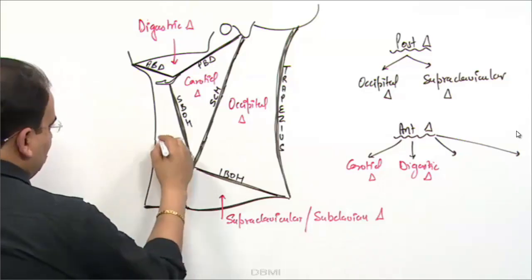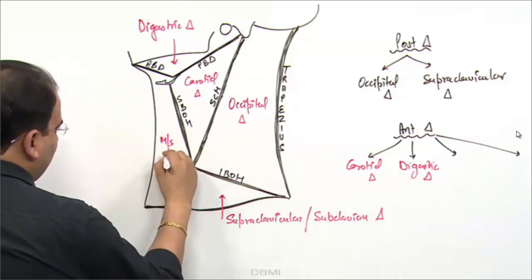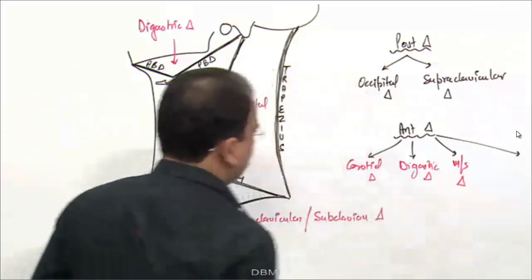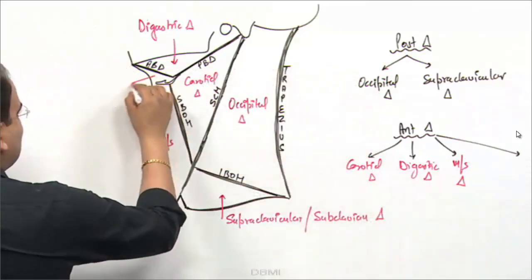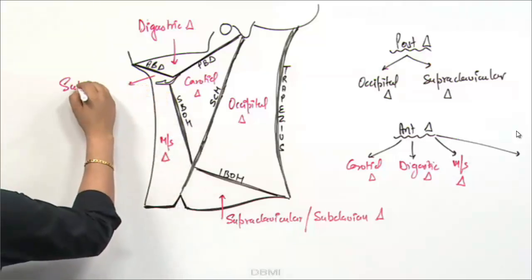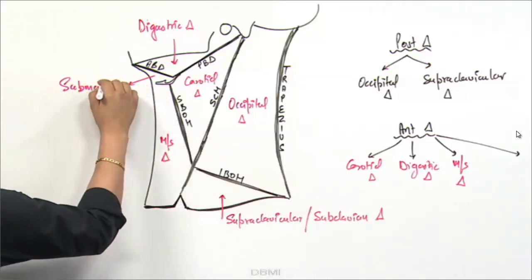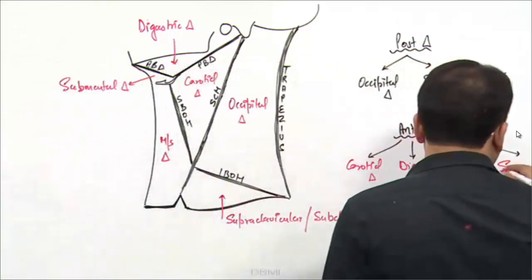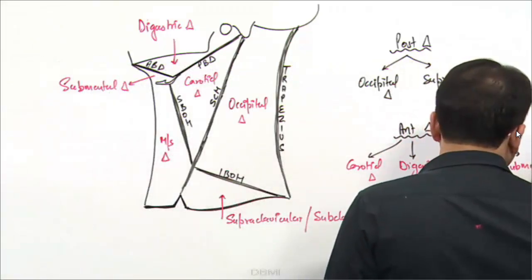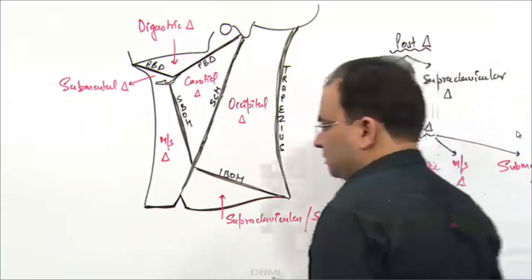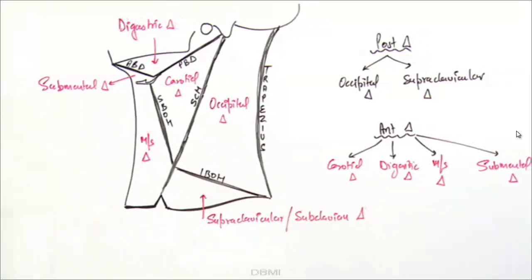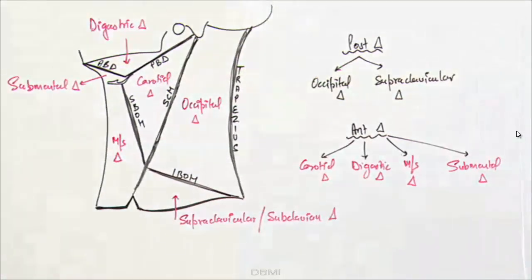The triangle here is only having muscle, so we call it muscular triangle. And as I said, this is half of submental triangle. Half of submental triangle. So this is about the boundaries and the division of triangles.